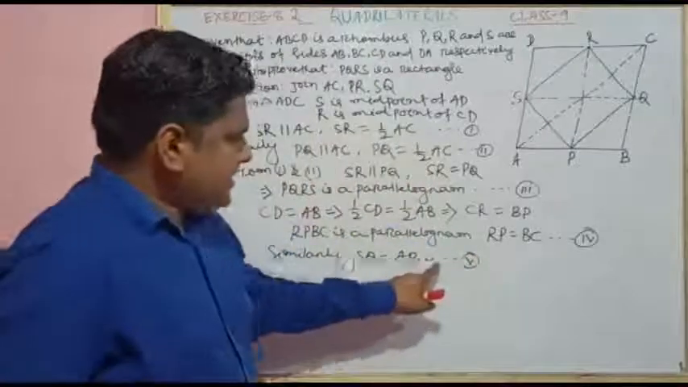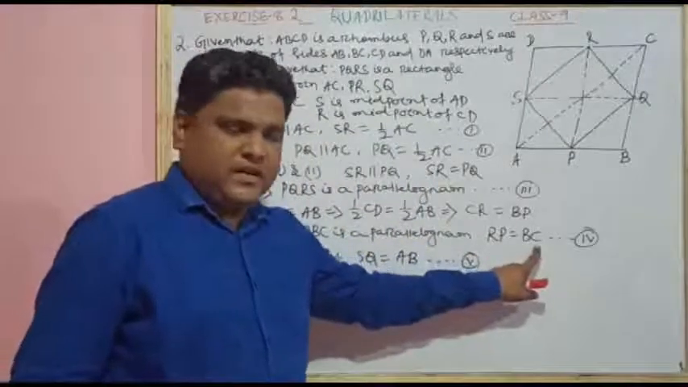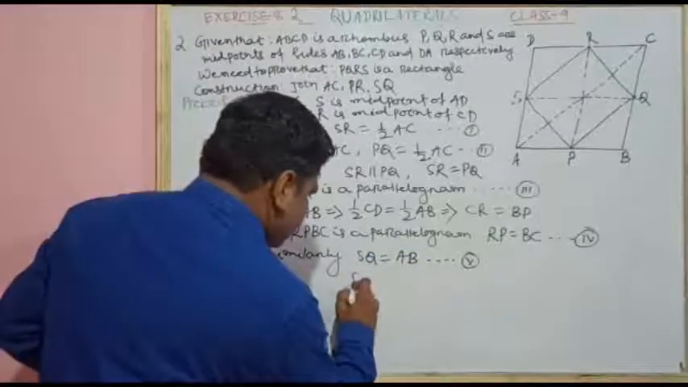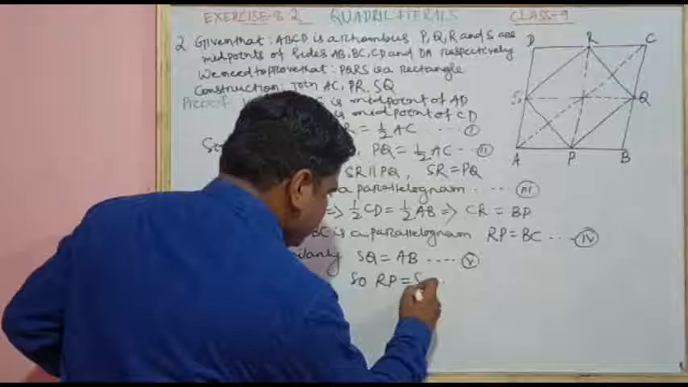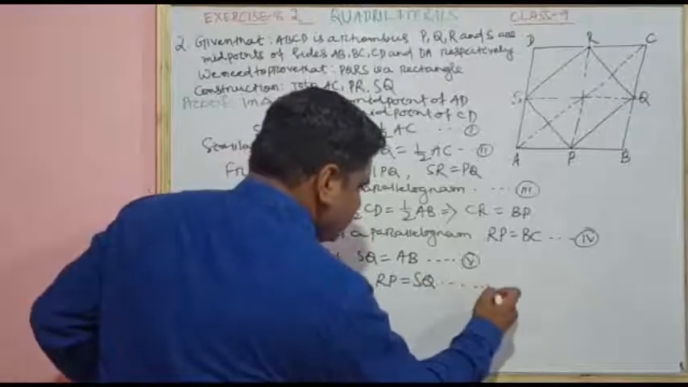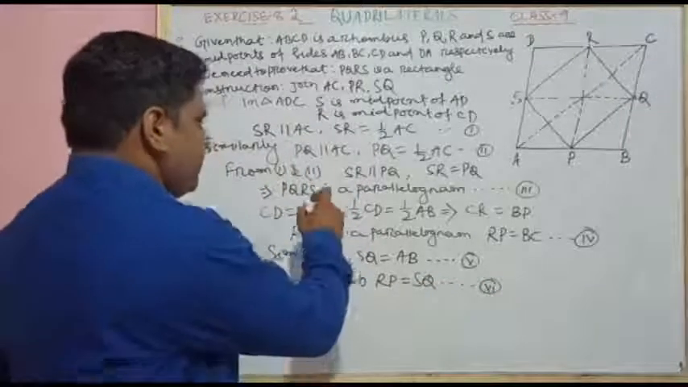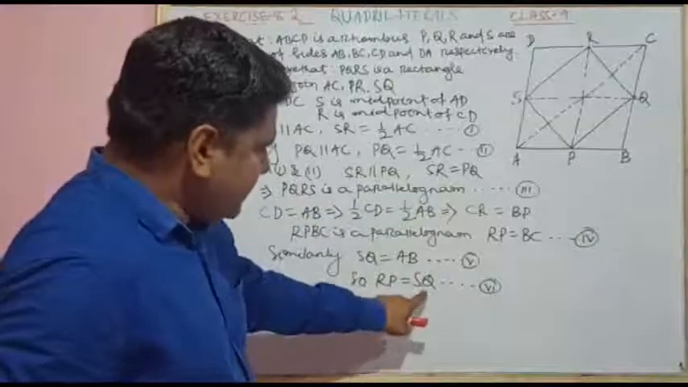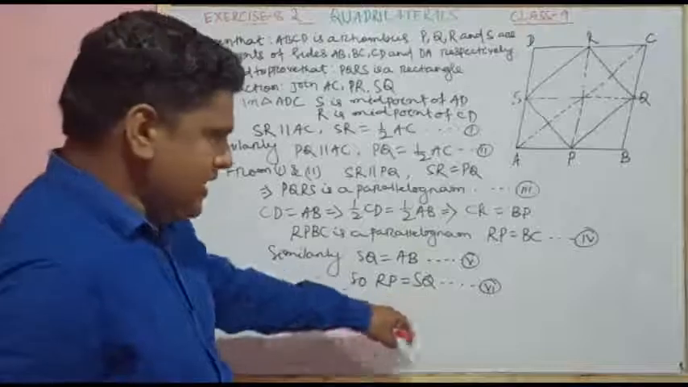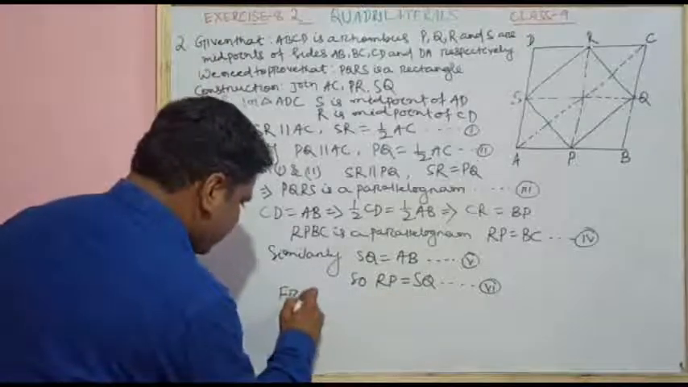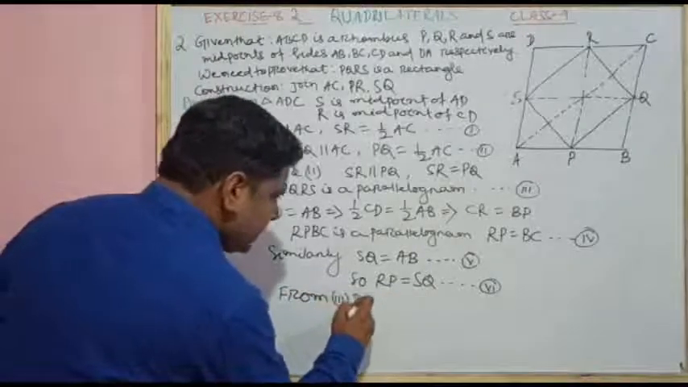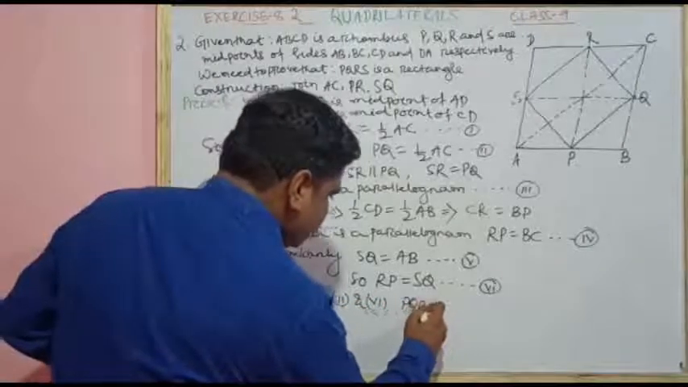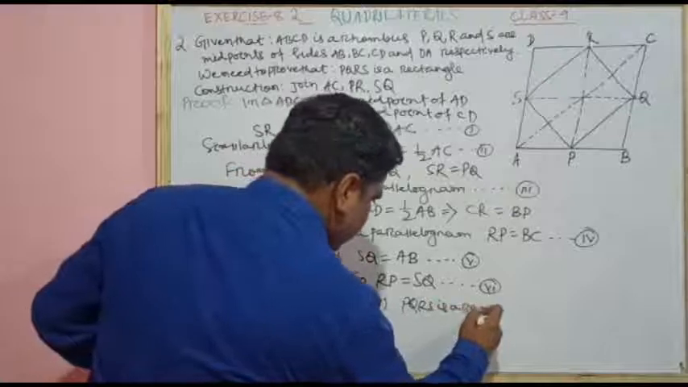See here, AB and BC are equal. These are the sides of a rhombus. Hence, we can write RP and SQ are equal. So RP is equal to SQ. Let it be equation 6. See here now, we have already proved that PQRS is a parallelogram and the diagonals RP and SQ of this parallelogram are equal. Hence, from equations 3 and 6, PQRS is a rectangle.